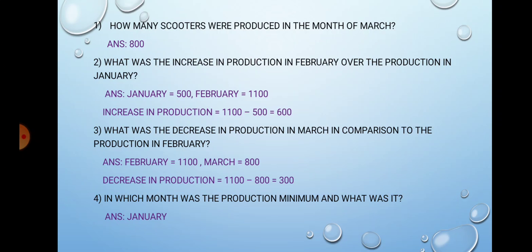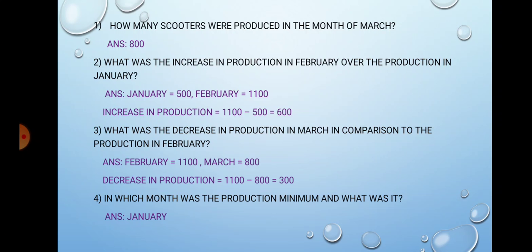Next, what was the decrease in production in March in comparison to the production in February? Because they produced more scooters in February compared to March, so there is a fall of production. In February we have 1100 scooters, in March we have only 800. What is the fall of production? It means how many scooters they reduced the production by in March. Again we have to subtract. It is 1100 minus 800, which is 300.